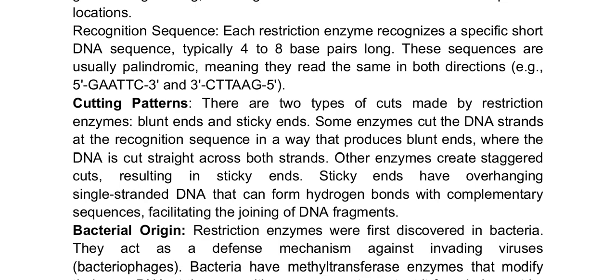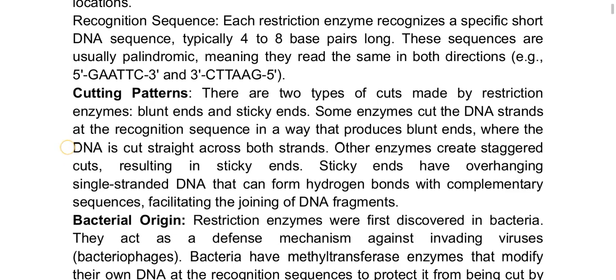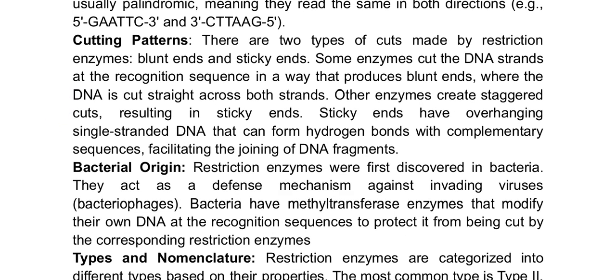Cutting patterns. There are two types of cuts made by restriction enzymes: blunt ends and sticky ends. Some enzymes cut the DNA strands at the recognition sequence in a way that produces blunt ends, where the DNA is cut straight across both strands. Other enzymes create staggered cuts, resulting in sticky ends. Sticky ends have overhanging single-stranded DNA that can form hydrogen bonds with complementary sequences, facilitating the joining of DNA fragments.